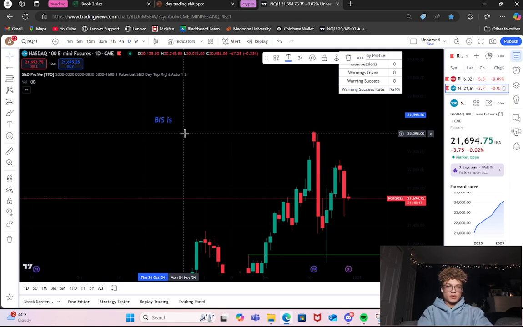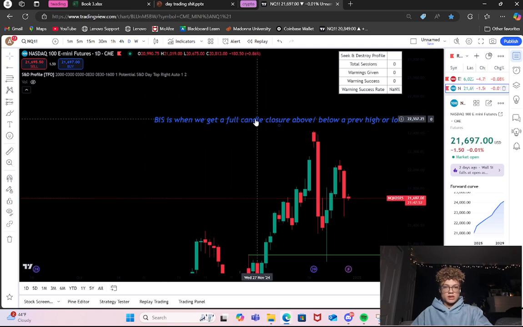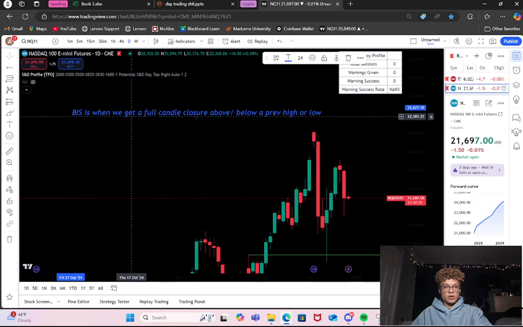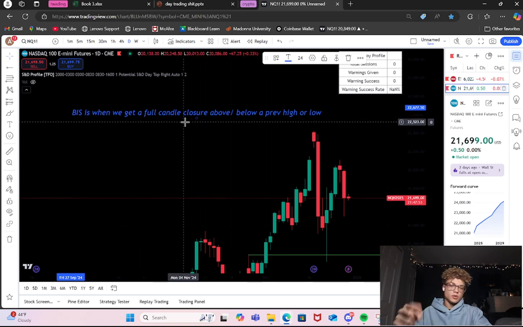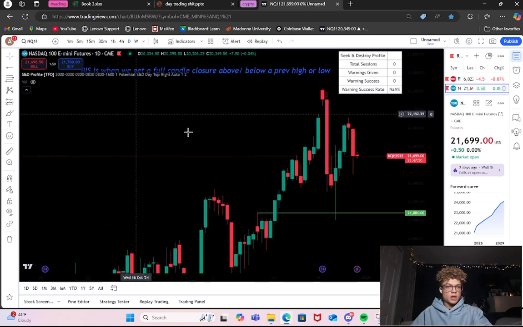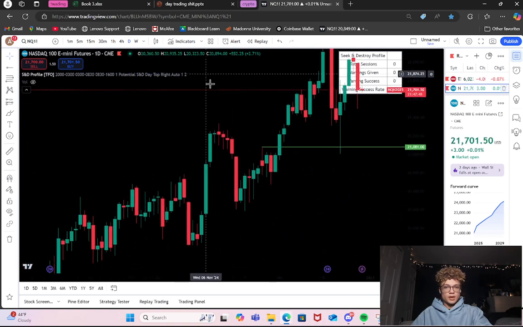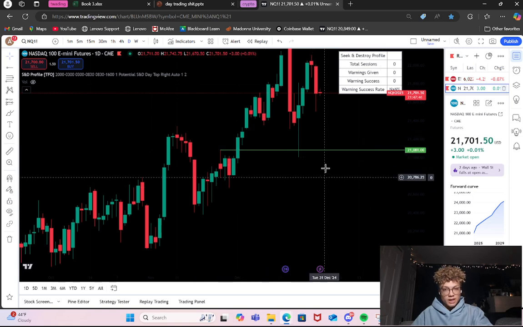Break-in structure is when we get a full candle closure above or below a previous high or low. So it's important that we understand that we get a full candle. We don't just get price move up, right? We don't just get a wick above the high. It's not just a wick, it's the entire candle closure.